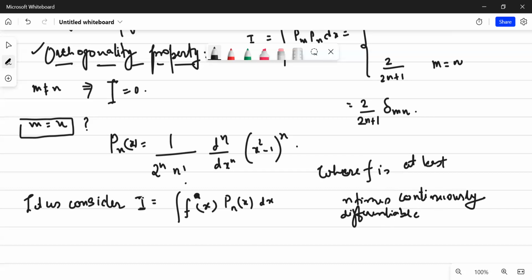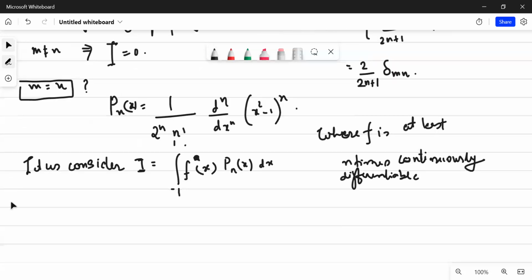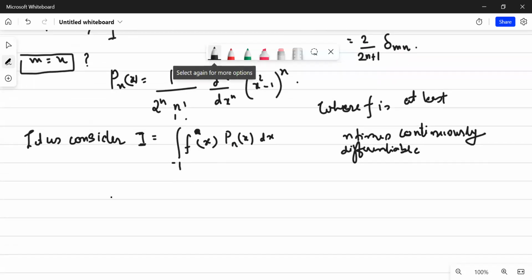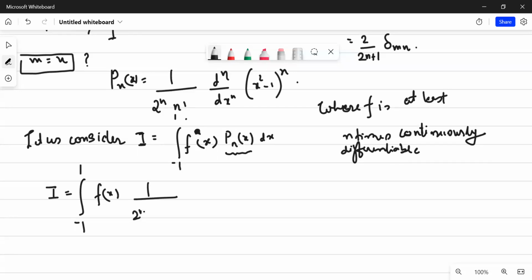So if I consider that to be a function f, the integral of f(x) Pn(x) dx from -1 to 1 is your I. Instead, I can use the Rodrigues formula in place of Pn(x). So I will write I from -1 to +1 of f(x), and obviously 1 upon 2 to the power n factorial, then d^n upon dx^n of (x squared minus 1) raised to power n. Is that clear?